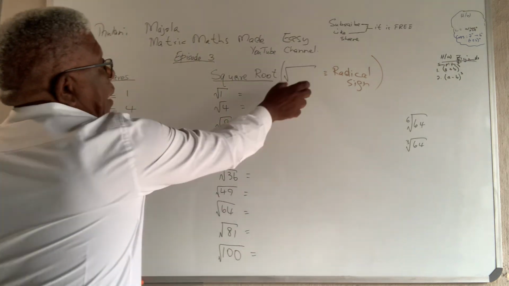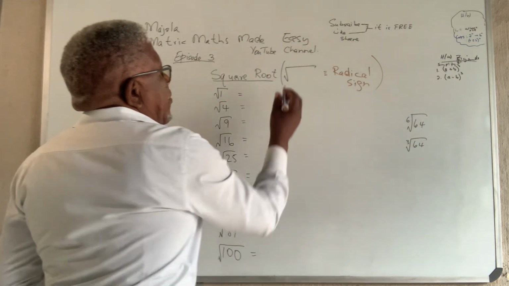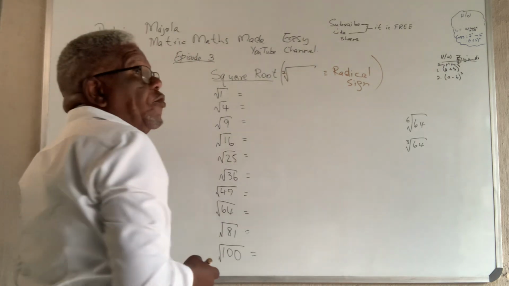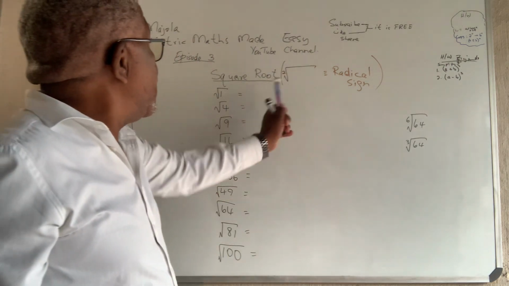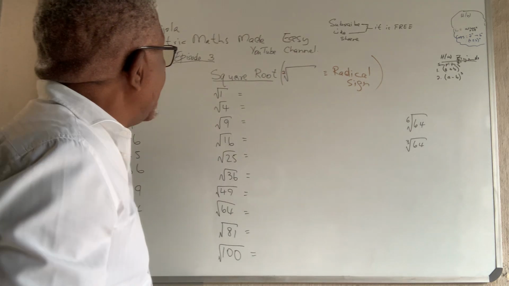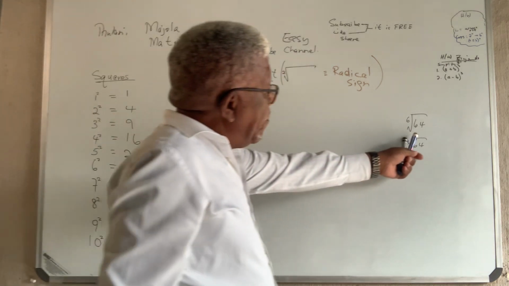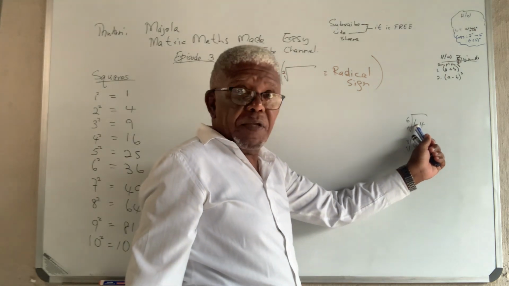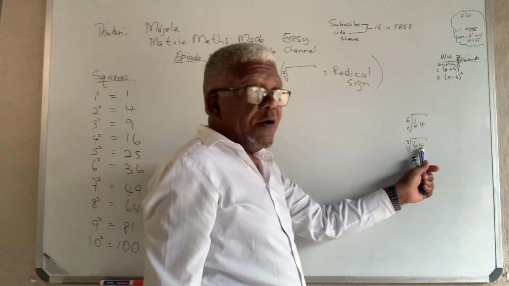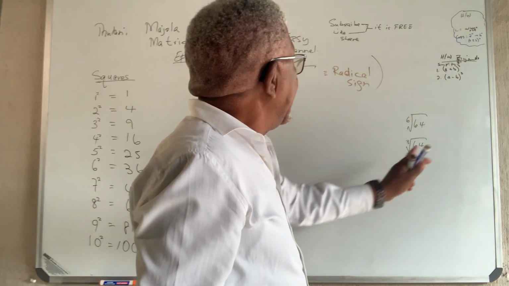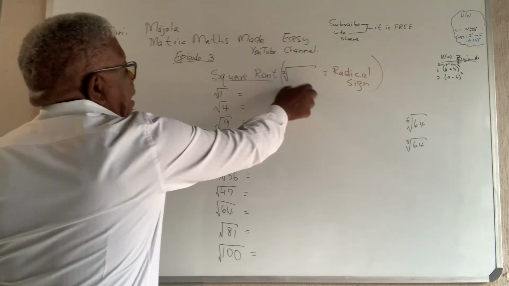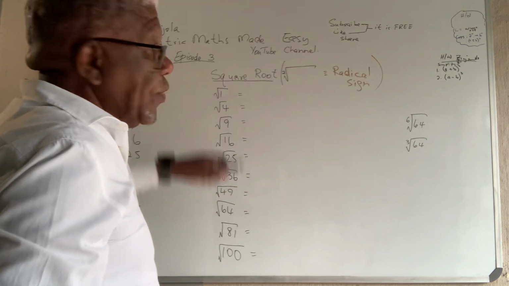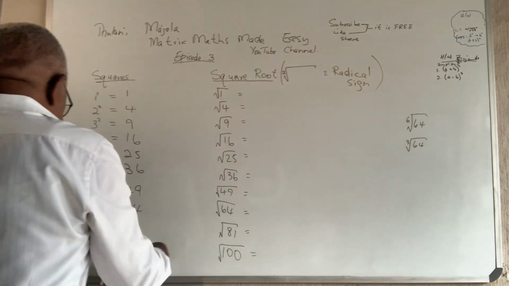If it appears by itself like that, without any numbers, it's assumed it's a square root. So we don't write the 2. But normally there would be a number, so we say the sixth root of 64, or the cube root of 64. I'll come to that later. But right now, if you see a radical sign without any number, there is a 2 there, which is silent. You don't even write it.